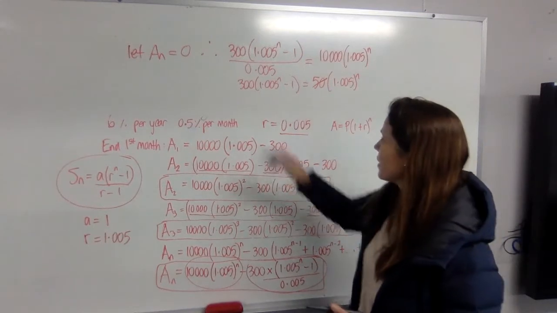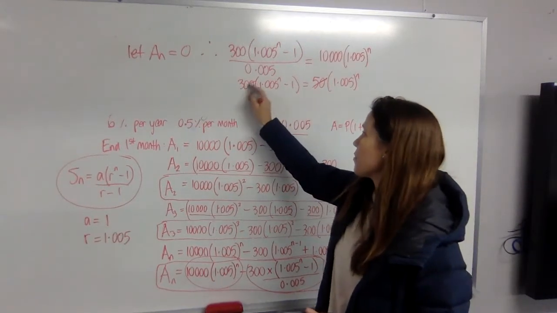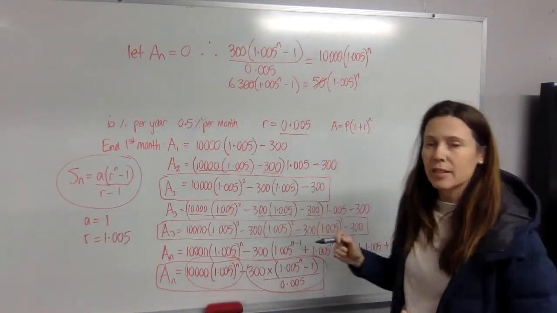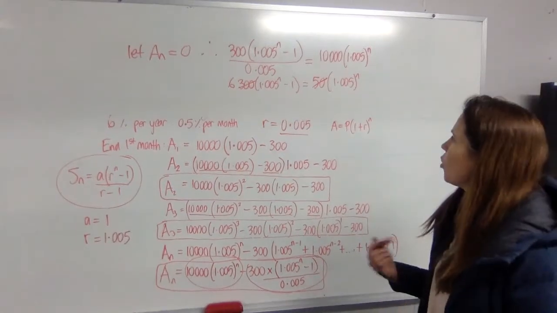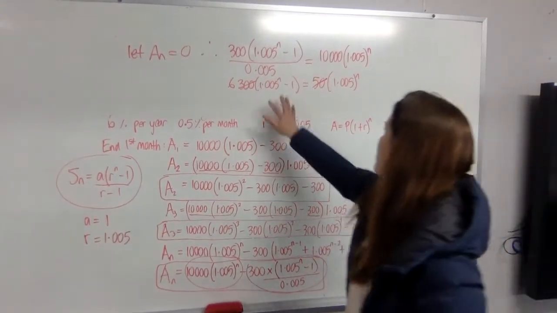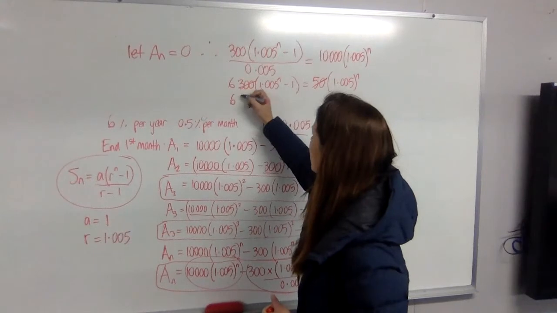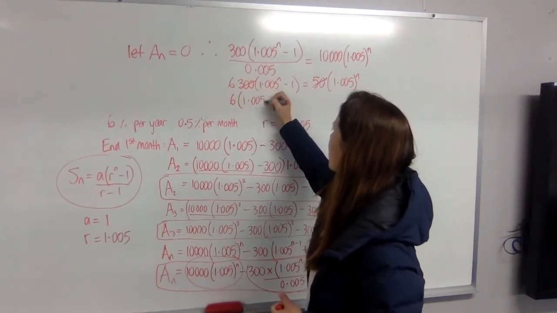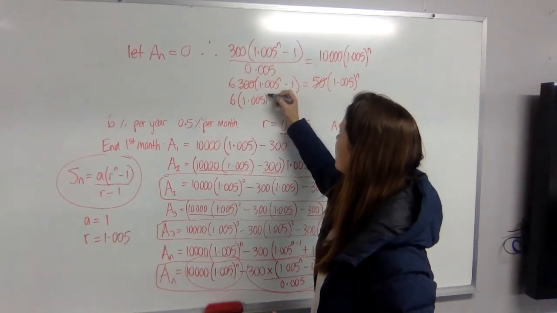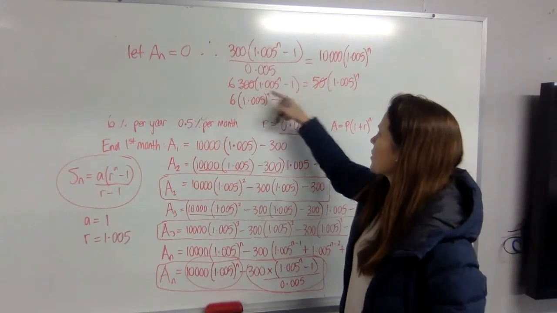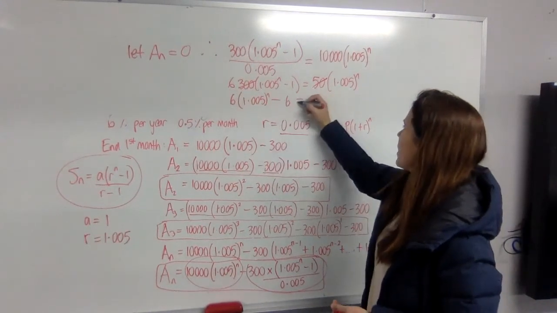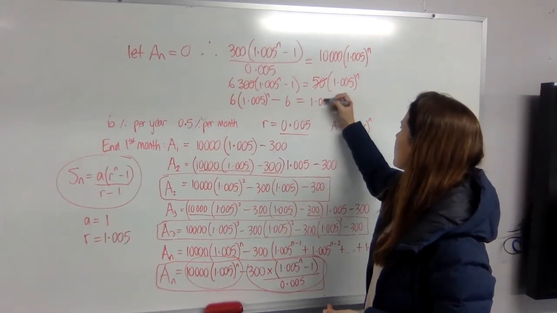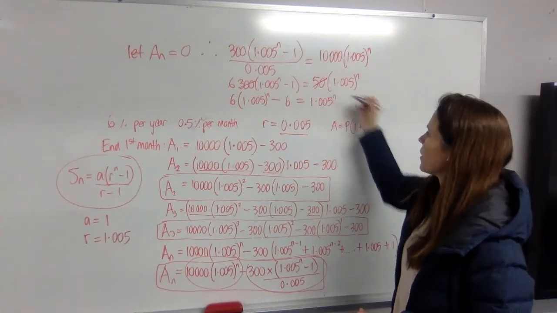Now let's divide both sides by 50. That'll get rid of that. And dividing 300 by 50, I'm going to get 6. That's a nice easy way to do some crossing out. What can I do next? Well, I think I'll expand these brackets. I've got 6 lots of 1.005 to the power of n minus 6. And over here, I've just got 1 lot of 1.005 to the power of n.